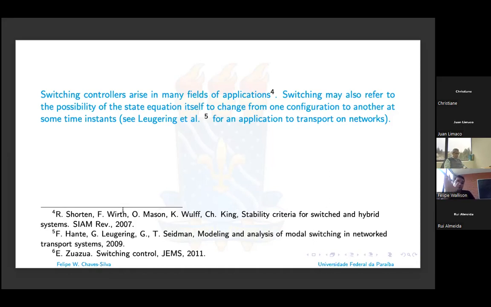But here I will focus only on the problem of switching controls, not switching states. Because for instance you have Y1, Y2, Y3 in Stokes, so you could think of switching states as well, but here I won't deal with that. For those kinds of questions, you can see the paper of Lugerin and collaborators. They deal with this kind of questions.